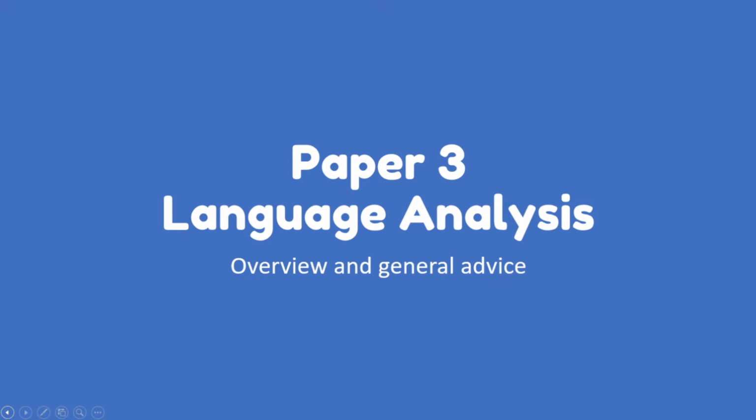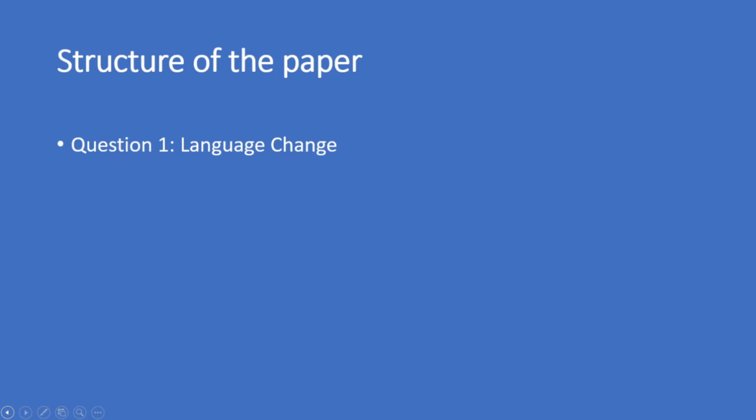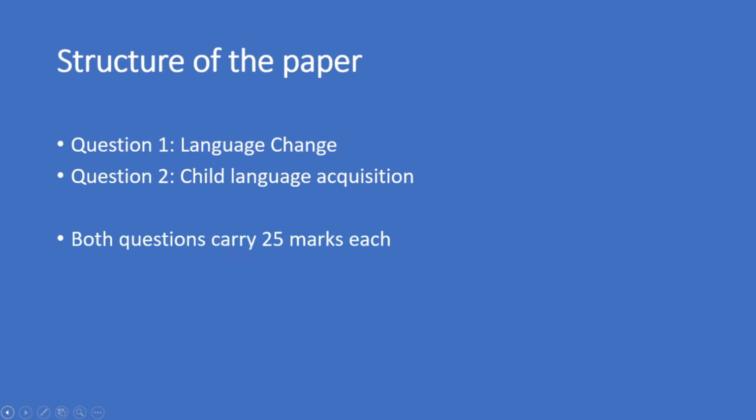So let's take a look at how Paper 3 is structured and what is expected of you. Paper 3 is called Language Analysis and it consists of two questions. Question 1 is Language Change and Question 2 is Child Language Acquisition. Both questions carry equal marks, 25 marks each. This means you need to divide time equally between the two questions. The total amount of time which you will have for this paper is 2 hours 15 minutes.